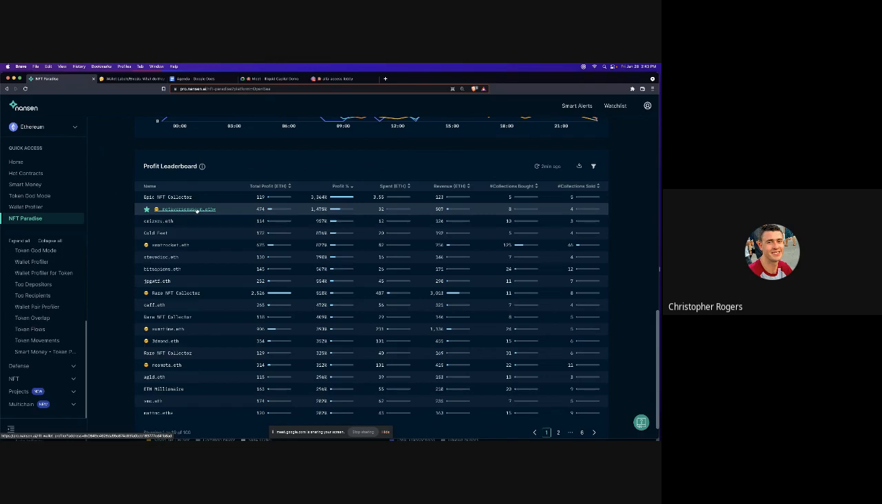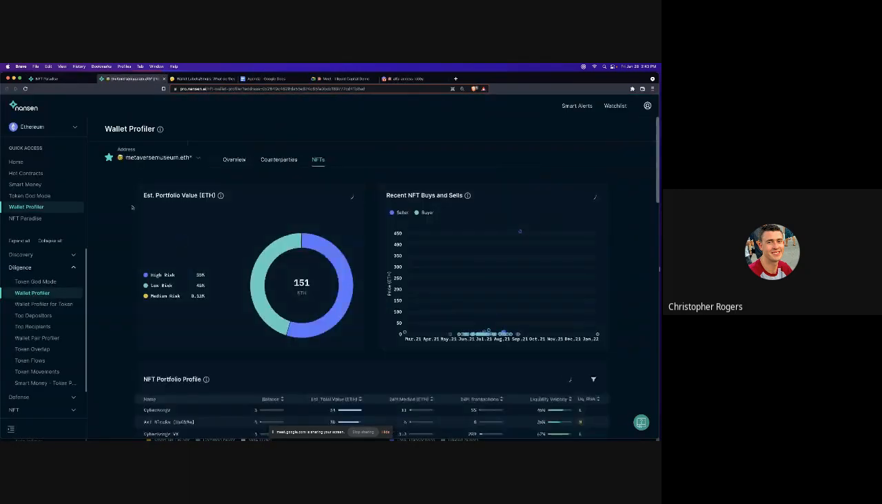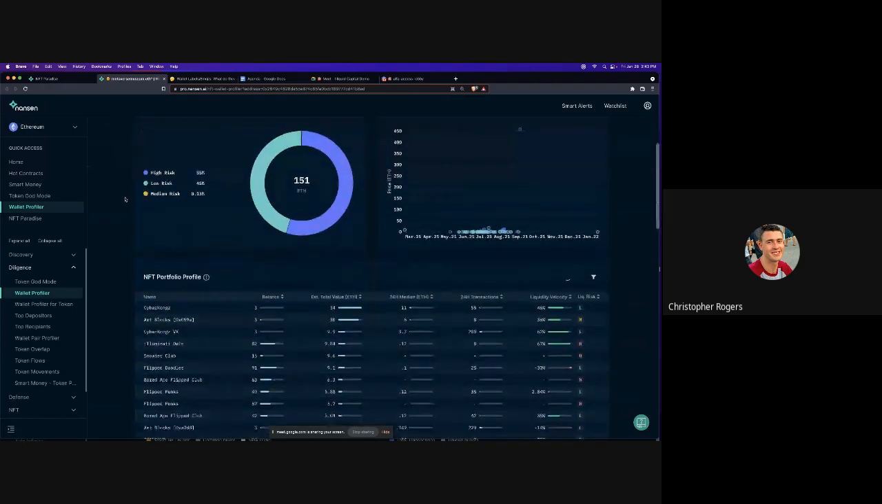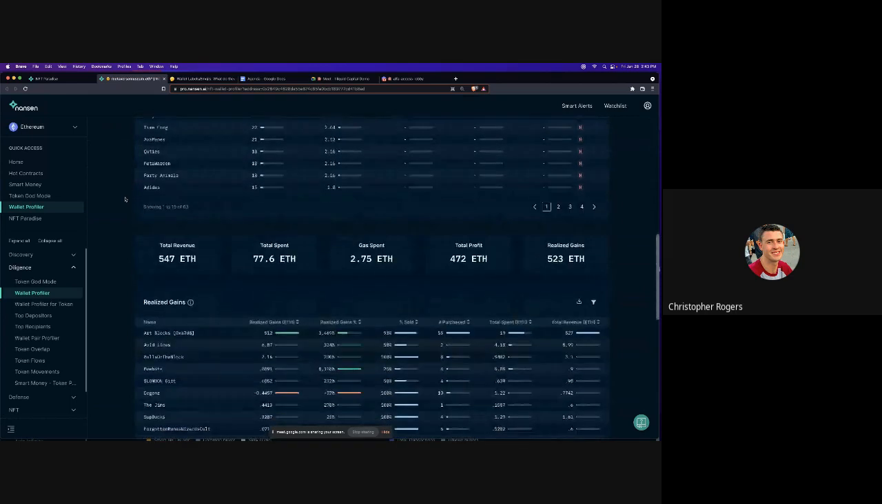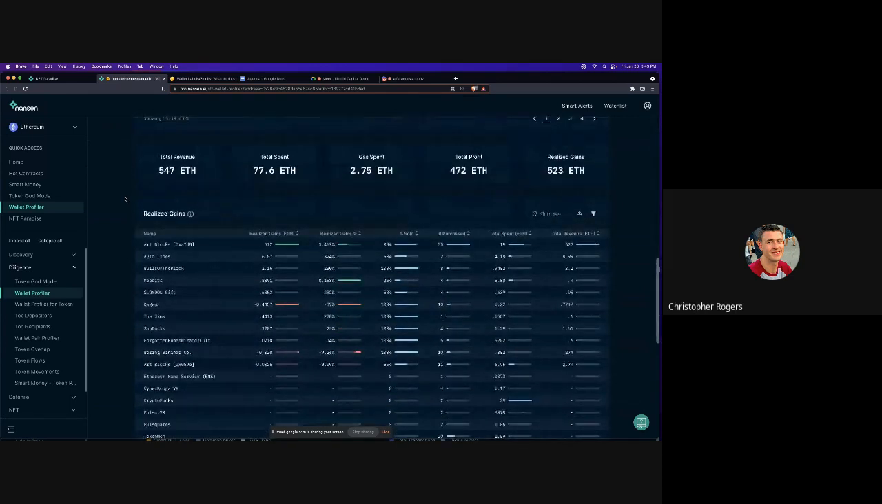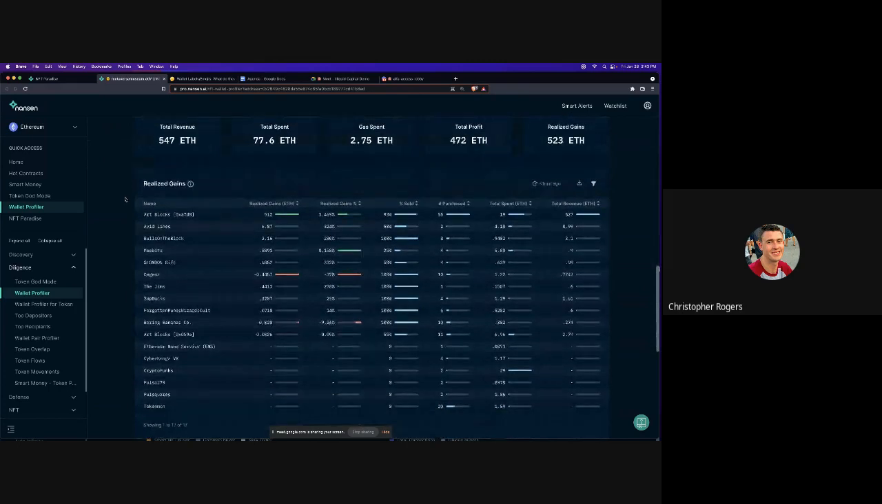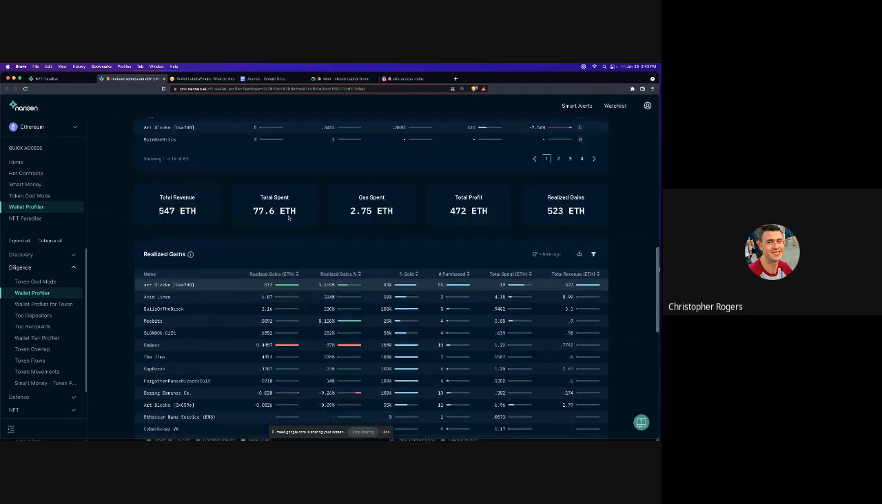So if I wanted to look at this person's wallet, I could right click it, go to the NFT wallet profiler, and this is going to give me a snapshot of this person's wallet in relation to the amount of NFTs they hold, the liquidity velocity related to the NFTs, and some stats on how profitable or unprofitable this person was. We can take a look at the realized gains. It looks like Art Blocks was some of their largest revenue in terms of selling this project.